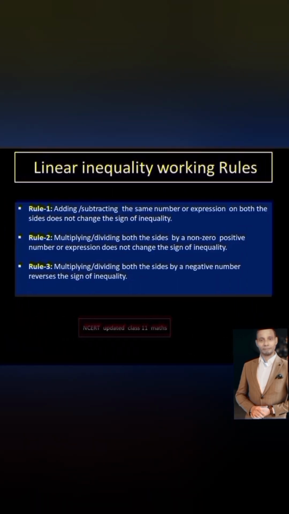Linear inequality working rules. Rule 1: adding or subtracting the same number or expression on both the sides does not change the sign of inequality. Rule 2: multiplying or dividing both the sides by a non-zero positive number or expression does not change the sign of inequality. Rule 3: multiplying or dividing both the sides by a negative number reverses the sign of inequality.